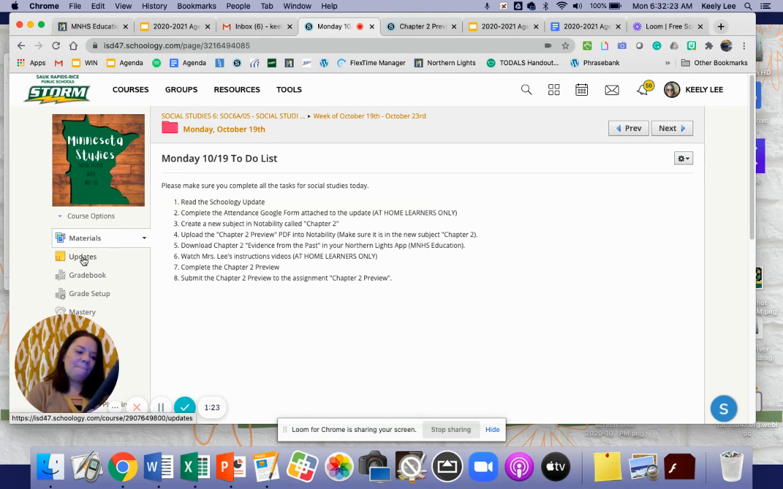But remember, to create a new subject in Notability, you just use this little plus button up here in the corner. Oops, wrong side. Yep, I am right. Right there, and you're going to create a new subject, and then you're going to click and drag it to download our chapter.